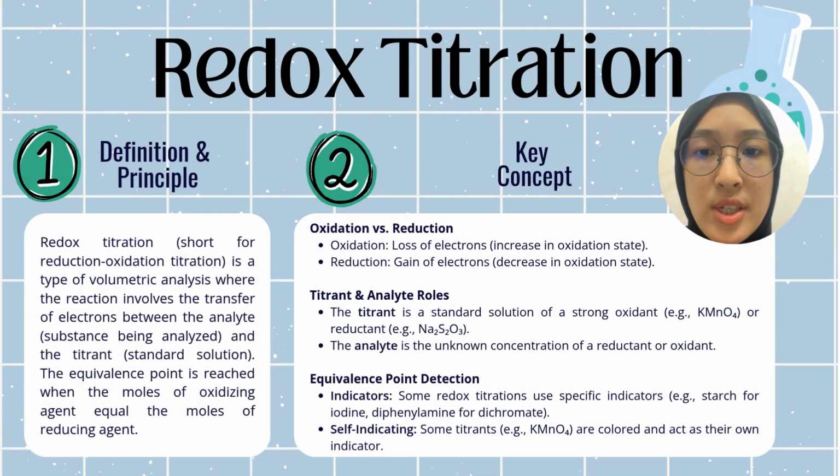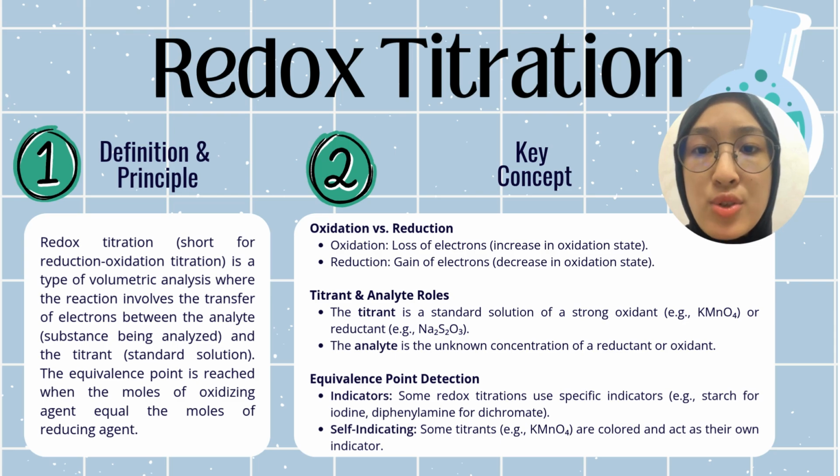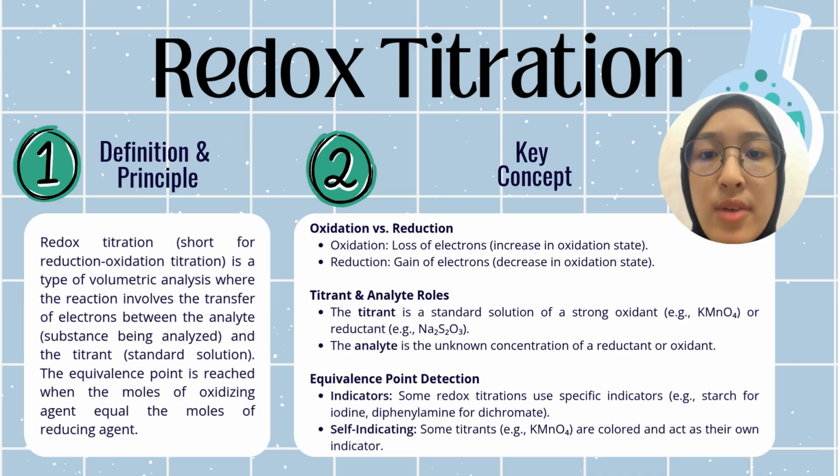So redox titration, which is short for reduction-oxidation titration, is a type of volumetric analysis where the reaction involves the transfer of electrons between the analyte, which is the substance being analyzed, and the titrant, which is the standard solution. The equivalence point is reached when the moles of oxidizing agent equal the moles of reducing agent. So the key concepts of redox titration are oxidation and reduction, oxidation being loss of electrons and reduction being gain of electrons. Then titrant and analyte roles: the titrant is a standard solution of a strong oxidant, and the analyte is the unknown concentration of a reductant or oxidant.